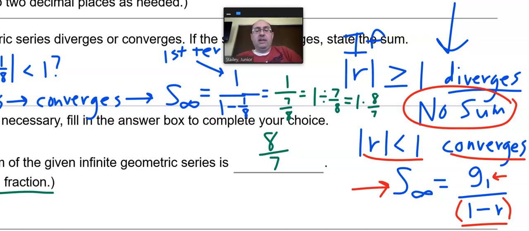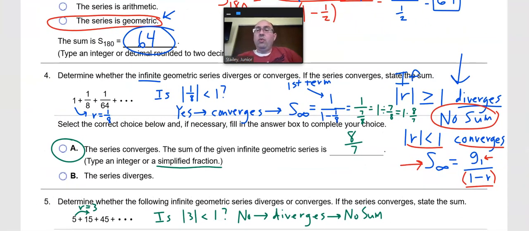Now, in this particular problem, we are multiplying by 1 over 8. You can take any term, divide by the previous term, and you will find that we are multiplying by 1 over 8. Top gets multiplied by 1, bottom gets multiplied by 8. So, is the absolute value of 1/8 less than 1? Sure it is. Therefore, the answer is yes, it converges, so we go to the formula.